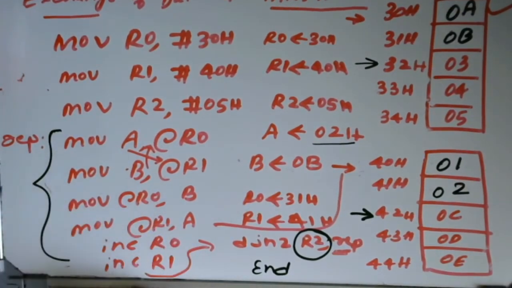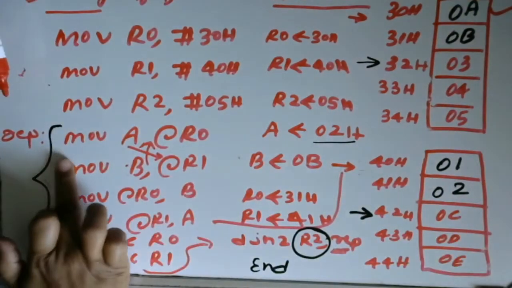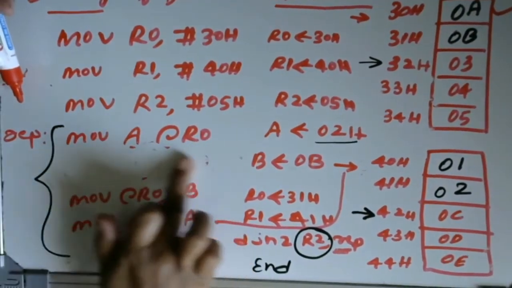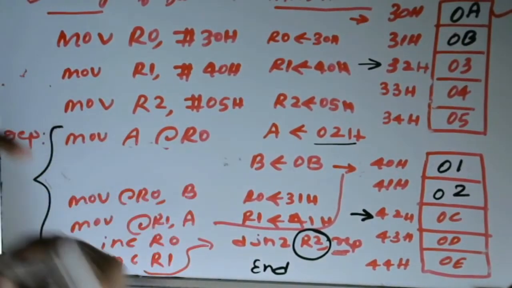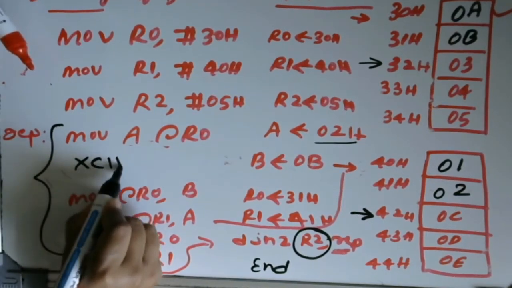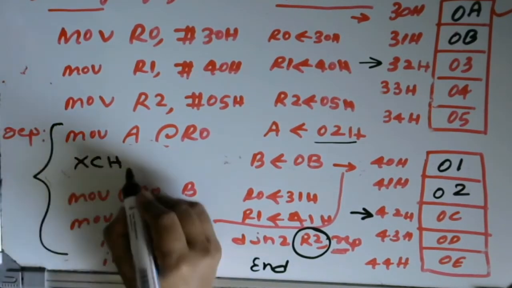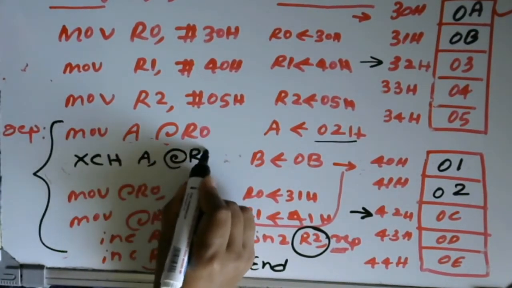Actually, in this program we have not used any exchange instruction, but in the 8051 instruction set we have an exchange instruction. So here there is no need to use these instructions. Directly we can use the exchange instruction, whose opcode is XCH A, @R1.